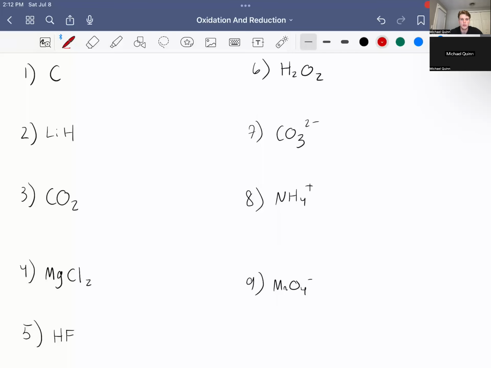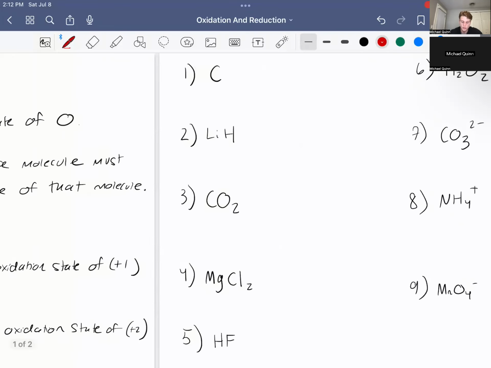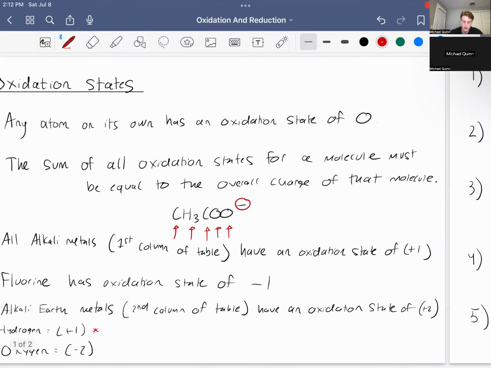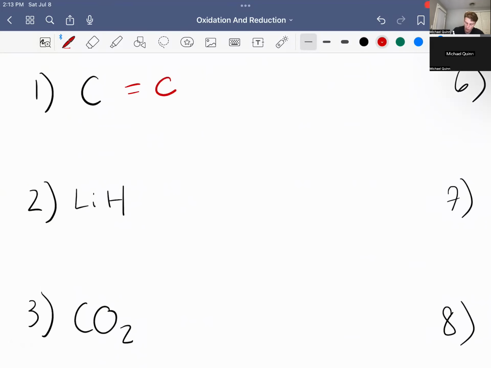Now that we've gone over how to assign oxidation states, let's work through some examples. So number one is just carbon. As we saw from rule number one, any atom on its own has an oxidation state of 0. So carbon on its own will have an oxidation state of 0.